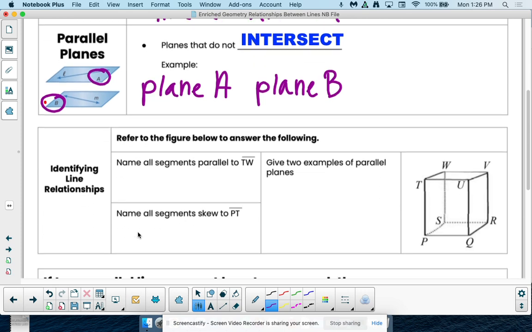Okay, our last example here, folks, says use the figure below to answer the following. Name all segments parallel to TW. What would be one? UV's one. What's another one? QR. Perfect. You got them. Make sure you put your little segment bars on top. But there are three.